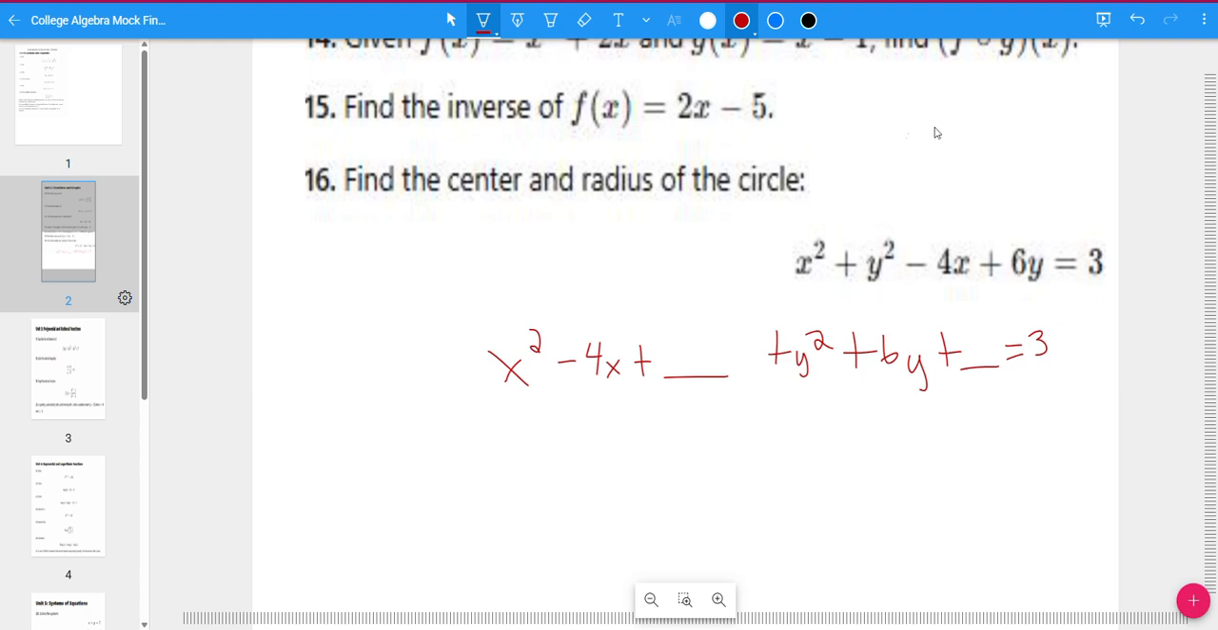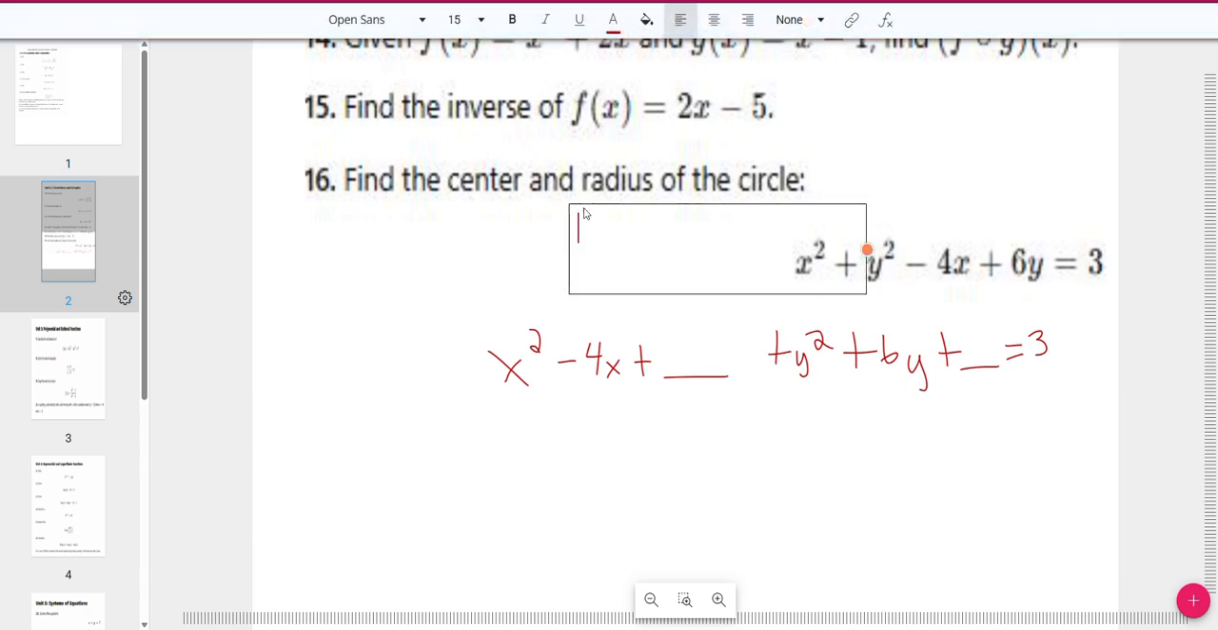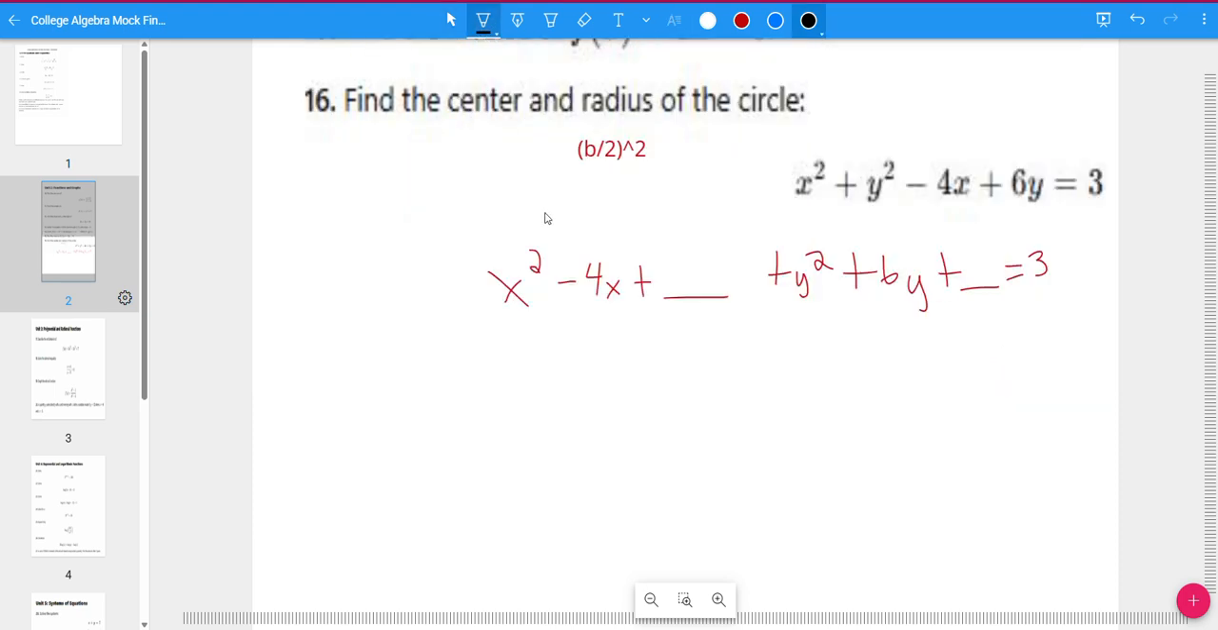Okay. And now, the way you complete the square to find the center and radius of the circle is by taking b over 2 squared. I'm thinking of the vertex form, but b over 2 squared is what you're doing. So right here, to go here, I'm doing negative 4 over 2 squared. Negative 4 over 2 is negative 2. Negative 2 squared is 4.